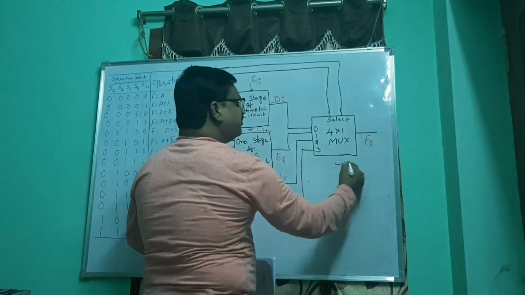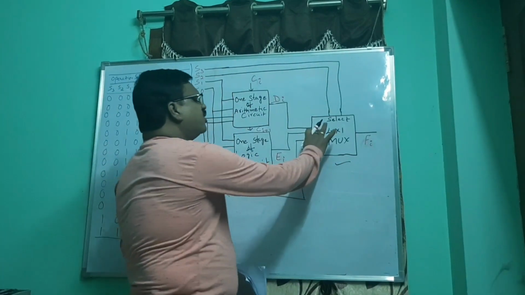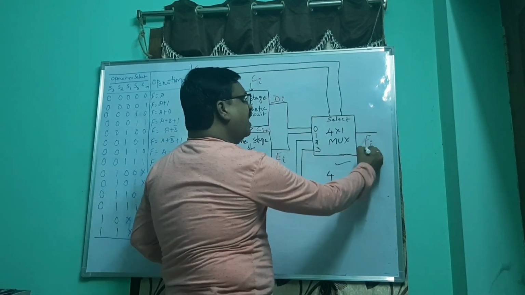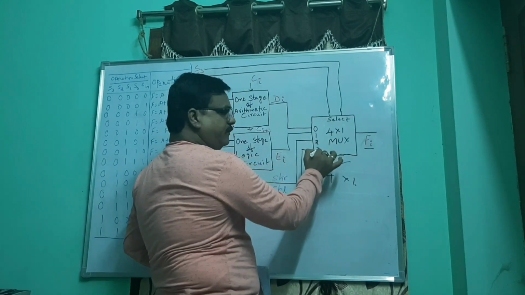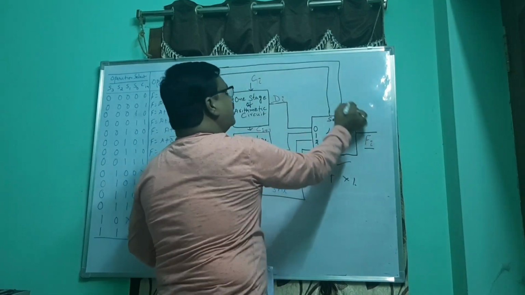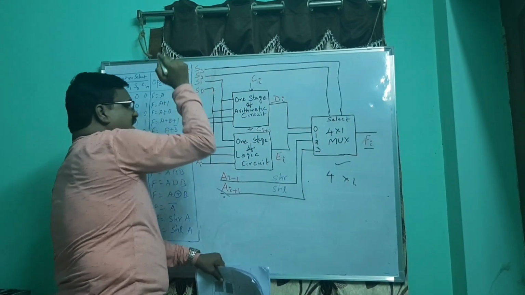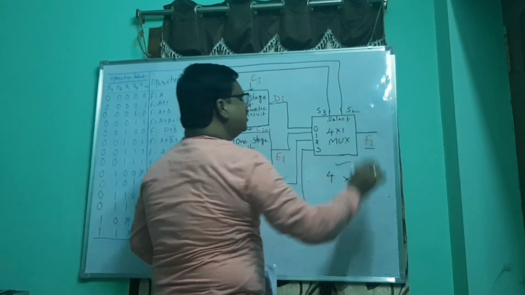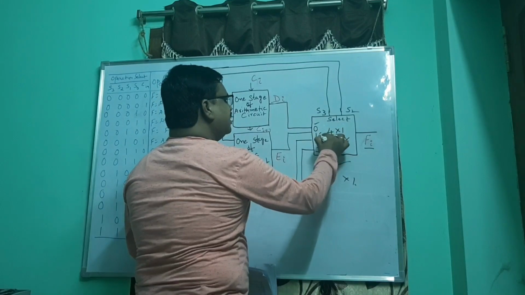You see that here we are using a 4x1 multiplexer, where there are 4 inputs and 1 output. To select among these 4 inputs, we are using 2 select lines, S3 and S2. S3 and S2 are the two select lines that are used to select any of these inputs.